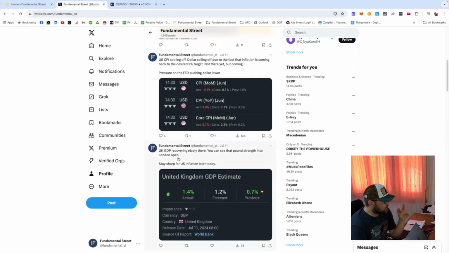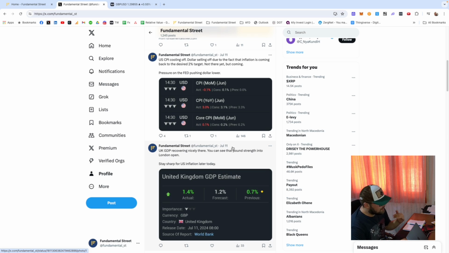On Thursday morning, we had UK GDP recovering with a print of 1.4%, beating the expectations, beating the previous release, which was 0.7, which pushes the pound higher, naturally gives strength to the pound because of the higher growth.